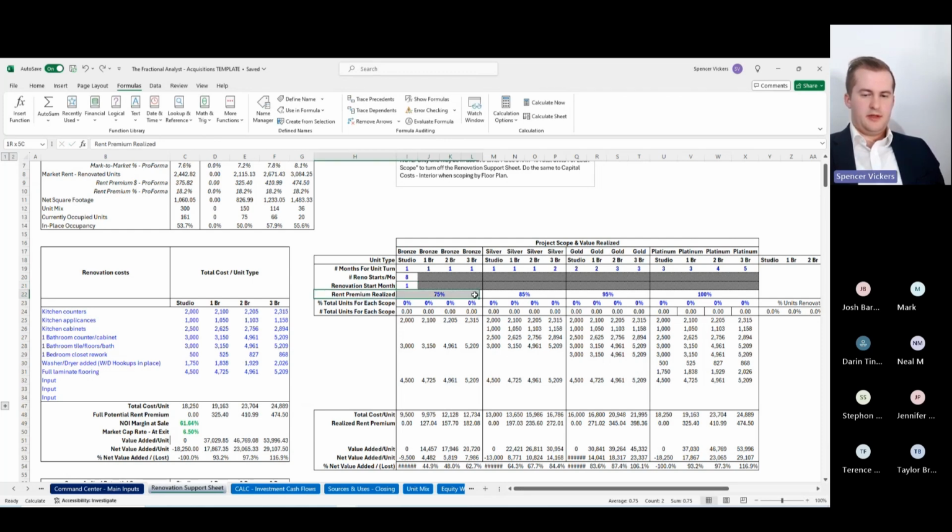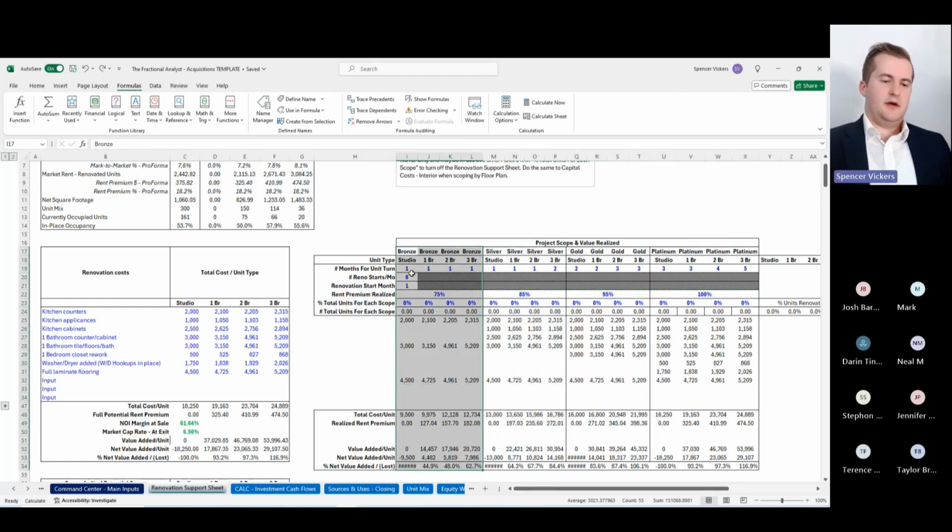How much of the rent premium that's being calculated from your unit mix is actually going to be realized based on the renovation strategy you choose to do. You could set this to 100%, right, and just make it easy. But maybe you think if we only do a bronze, we're only actually going to achieve 75% of what we're putting in our unit mix. So that gives you a place to make this assumption.